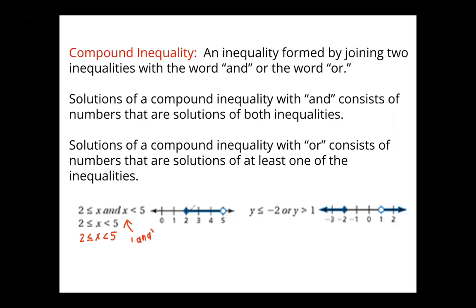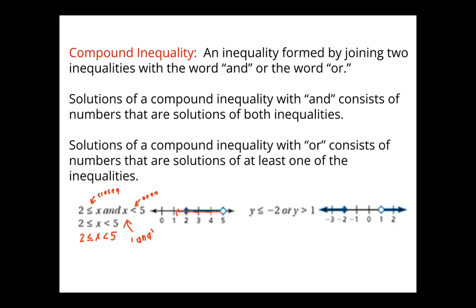You would still plot the points the same way as you would a normal inequality. We have less than or equal to for 2, so that would be a closed circle. For less than, that would be an open circle. So plot your points at 2 and 5. Since a compound inequality with and consists of numbers that are solutions of both inequalities, you would connect those 2 points with a line rather than drawing your normal arrows that point in a certain direction.